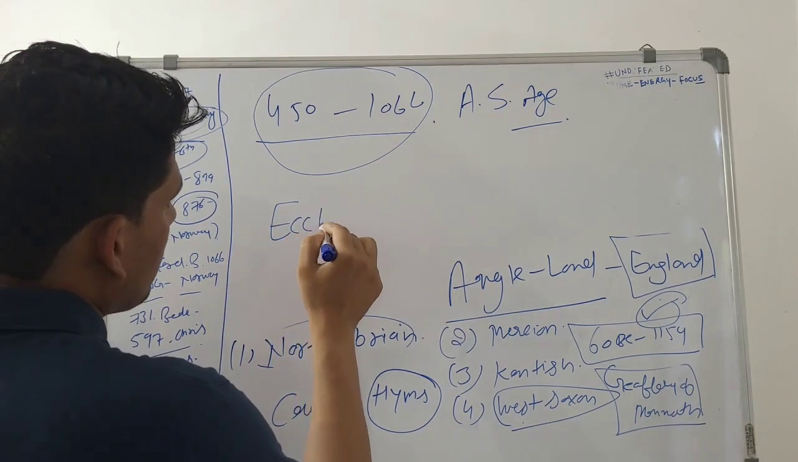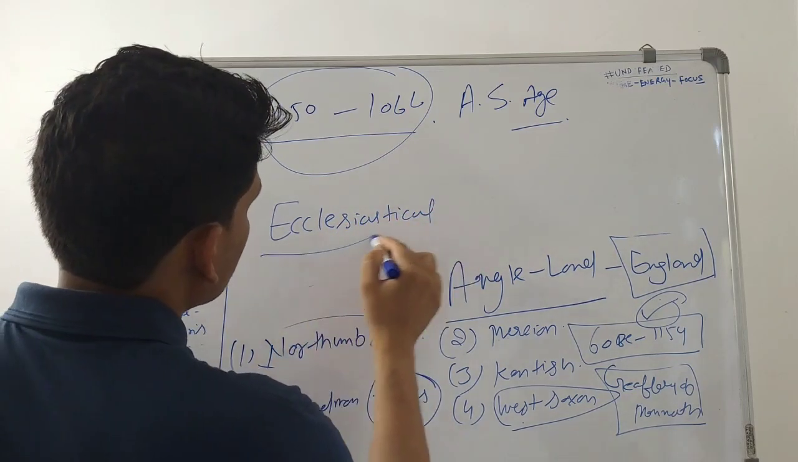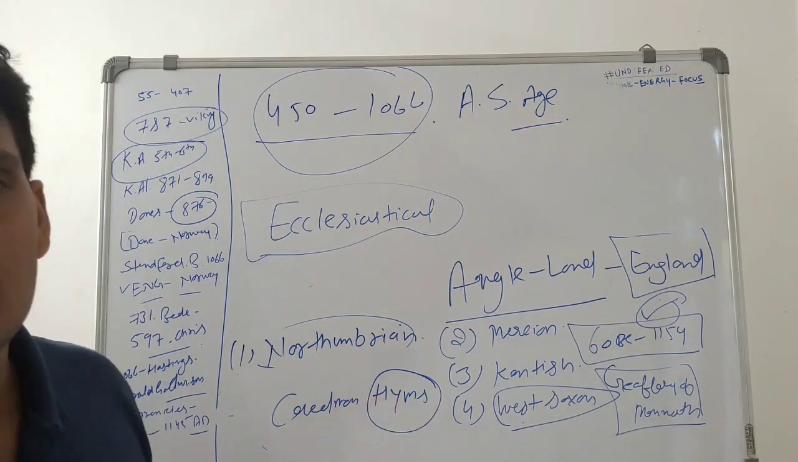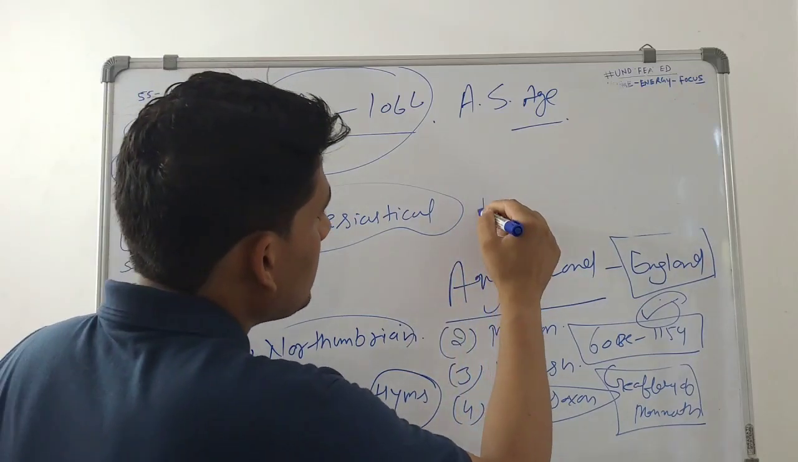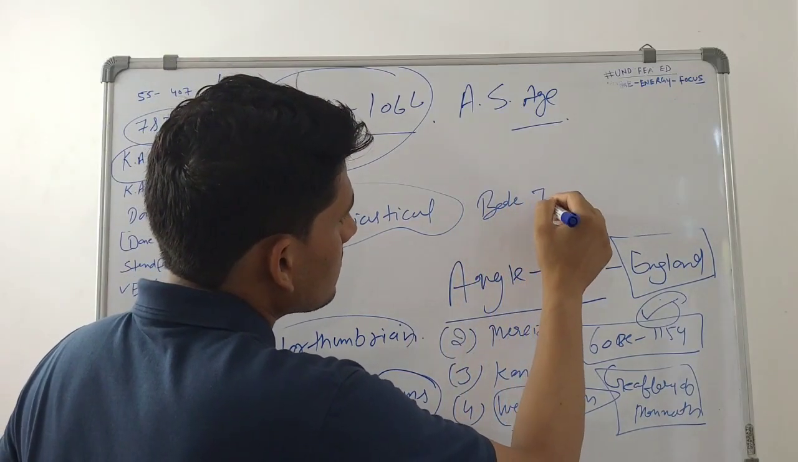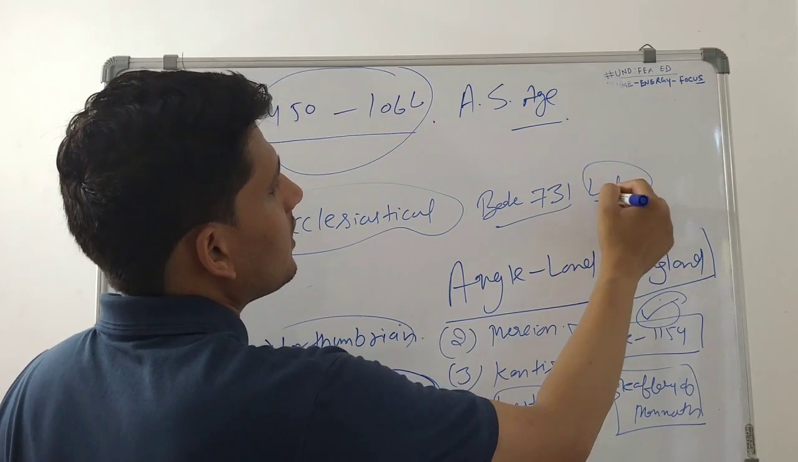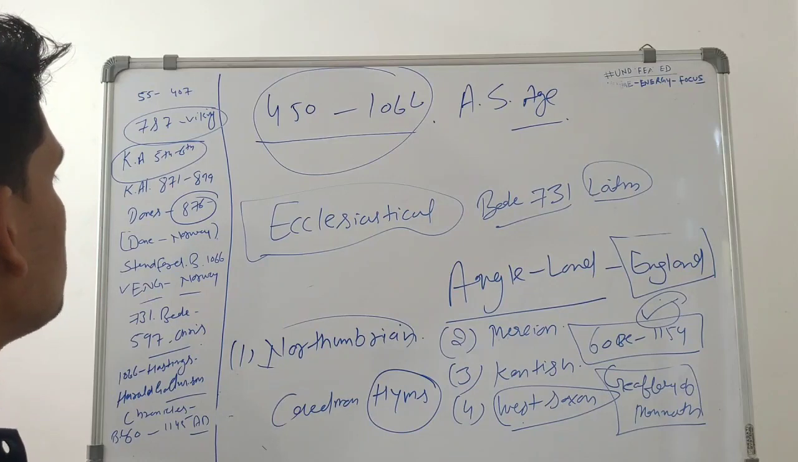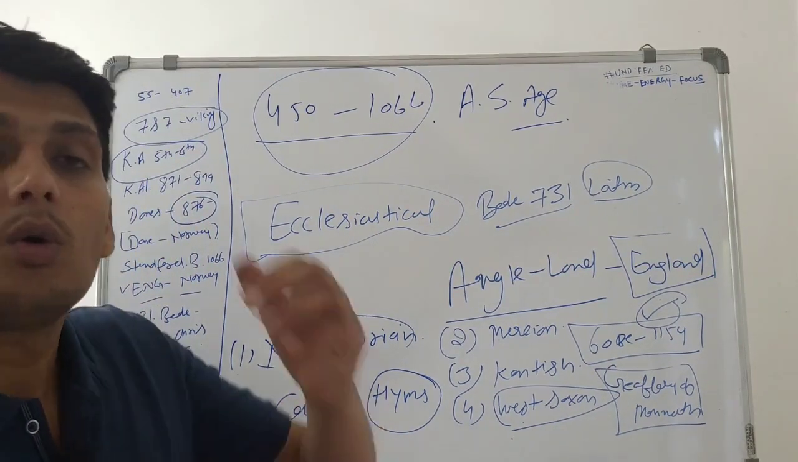Ecclesiastical means it is a history of Christianity and the church, the Christian religion. It was written by Bede in 731 in the Latin language. And then later on it was converted into English by King Alfred. He was the one who translated it.